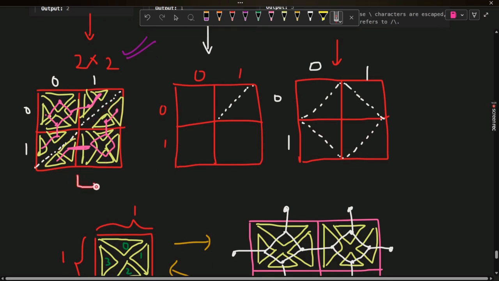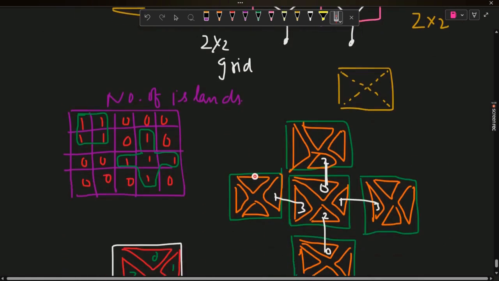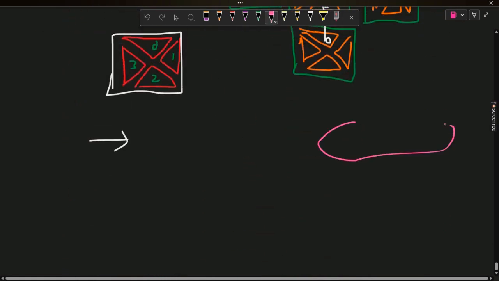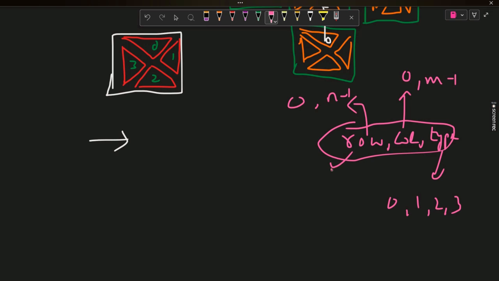So what we have to do is just calculate the number of connected components in a graph. I have changed the particular problem from a grid to calculating the number of connected components in a graph, where each node is represented by its row, column, and its type, where type is basically the type of triangle, 0, 1, 2, or 3, right? Row can be from 0 to n minus 1, and column can be from 0 to m minus 1, right? So this is how I represented one particular node using row, column and type of the particular triangle.